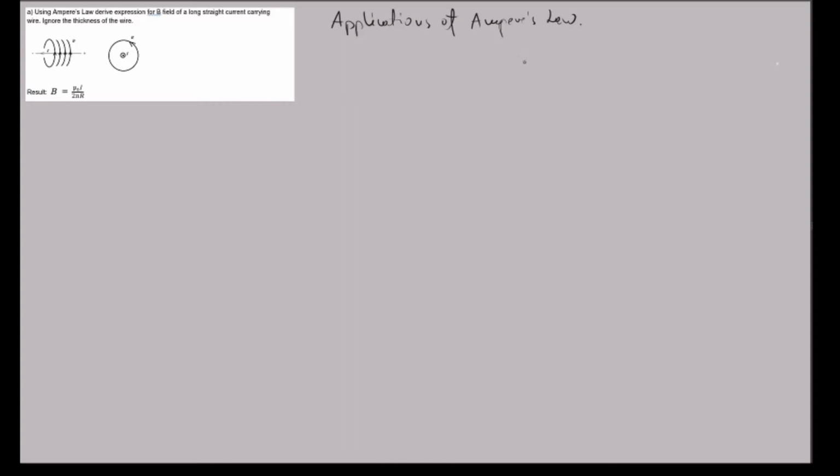So here's the first one, and this is on your worksheet. What it says is, using Ampere's law, derive an expression for the magnetic field of a long straight current carrying wire. We already did this with the Biot-Savart law, and we got this answer here. It took some work. It wasn't necessarily easy, but it wasn't all that complicated. Still, this is going to be even easier.